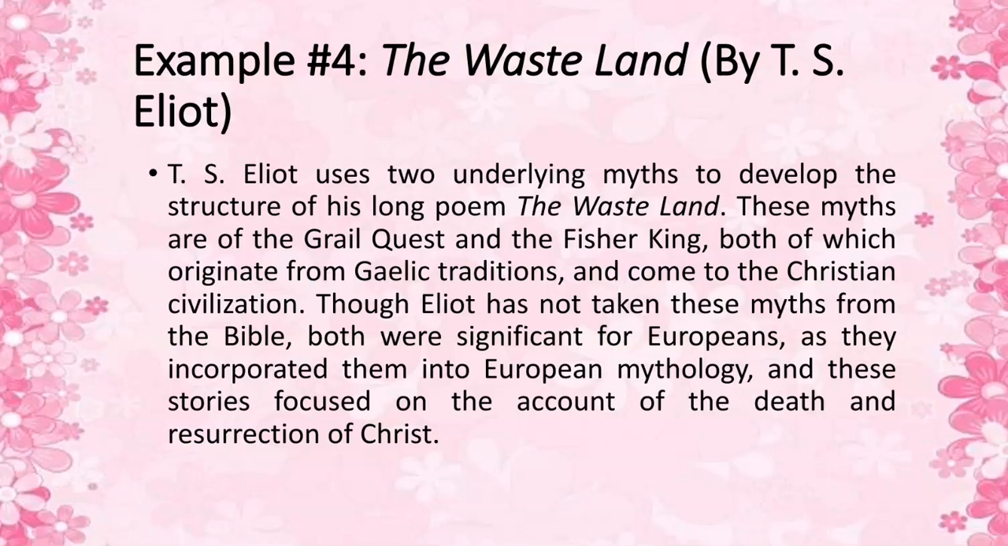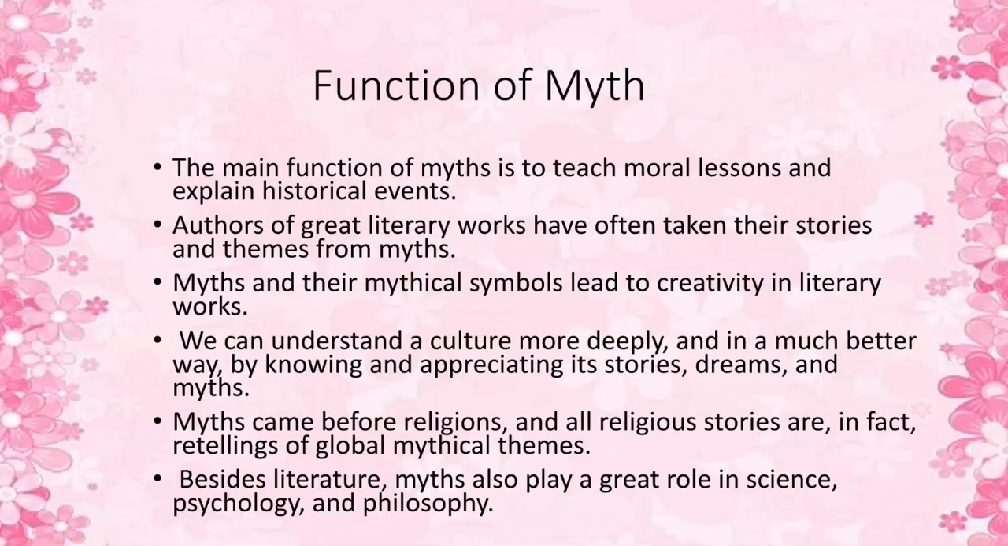Now, Eliot uses two underlying myths to develop the structure of his long poem, The Waste Land. These myths are of the Grail, the Holy Grail quest, and the Fisher King, both of which originate from Gallic traditions and come towards Christian civilization. Although we also have other mythical figures like Oedipus, these were the two main highlighted myths in The Waste Land. Now, these have not been taken from the Bible, but they are significant myths of Europe, of England, of English literature, because they have been incorporated repeatedly in English literature.